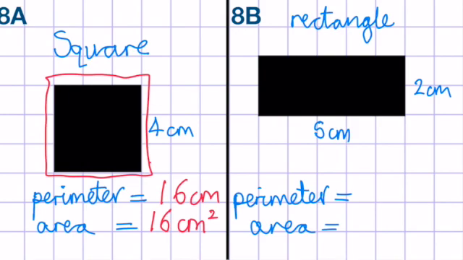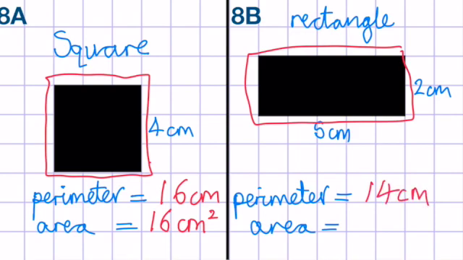Let's look at the rectangle. Now, the perimeter is the line around the outside, so it's 5 add 5 and 2 add 2. So 5 add 5 is 10, 2 add 2 is 4, so the perimeter is 14 centimetres. To find the area, you multiply the length by the width. So 5 times 2 is 10 centimetres.